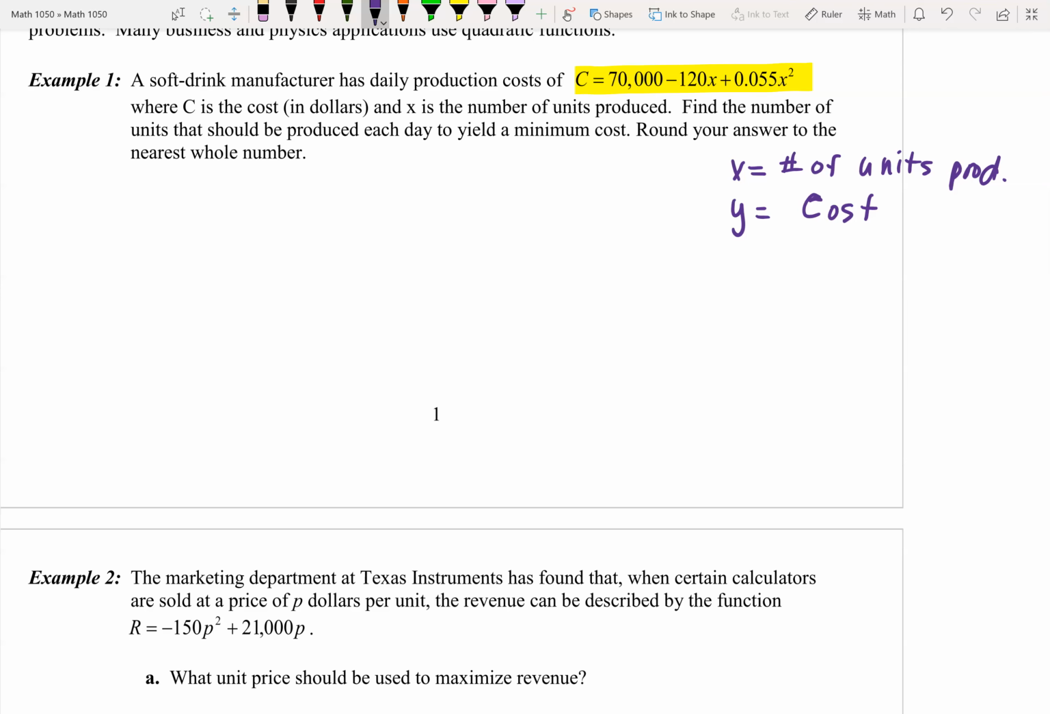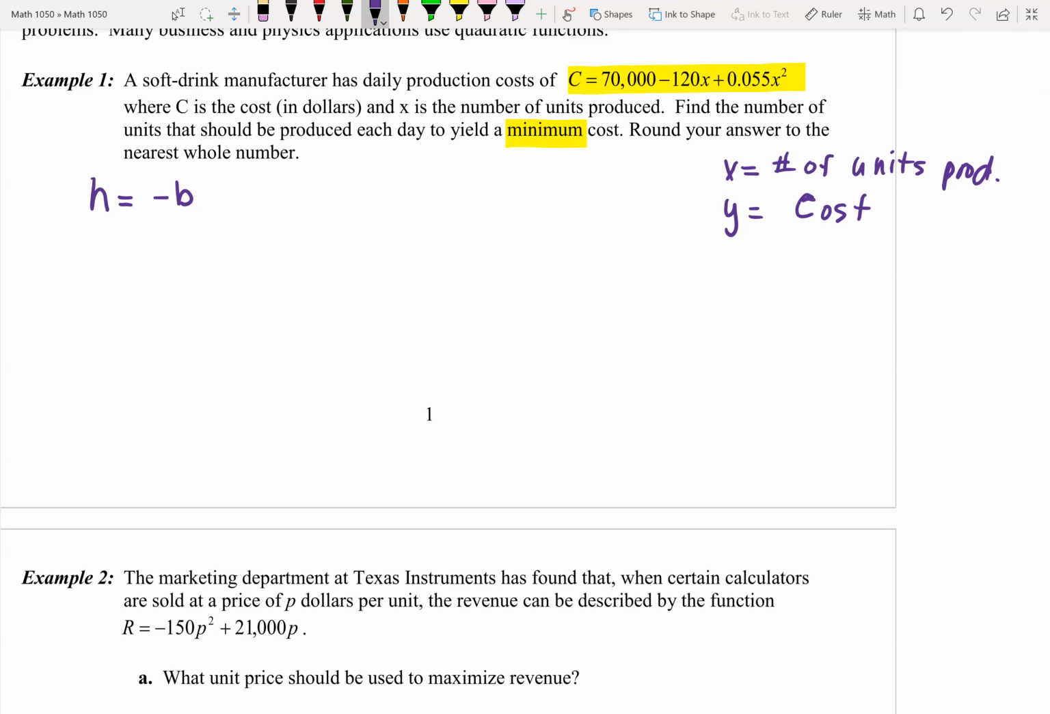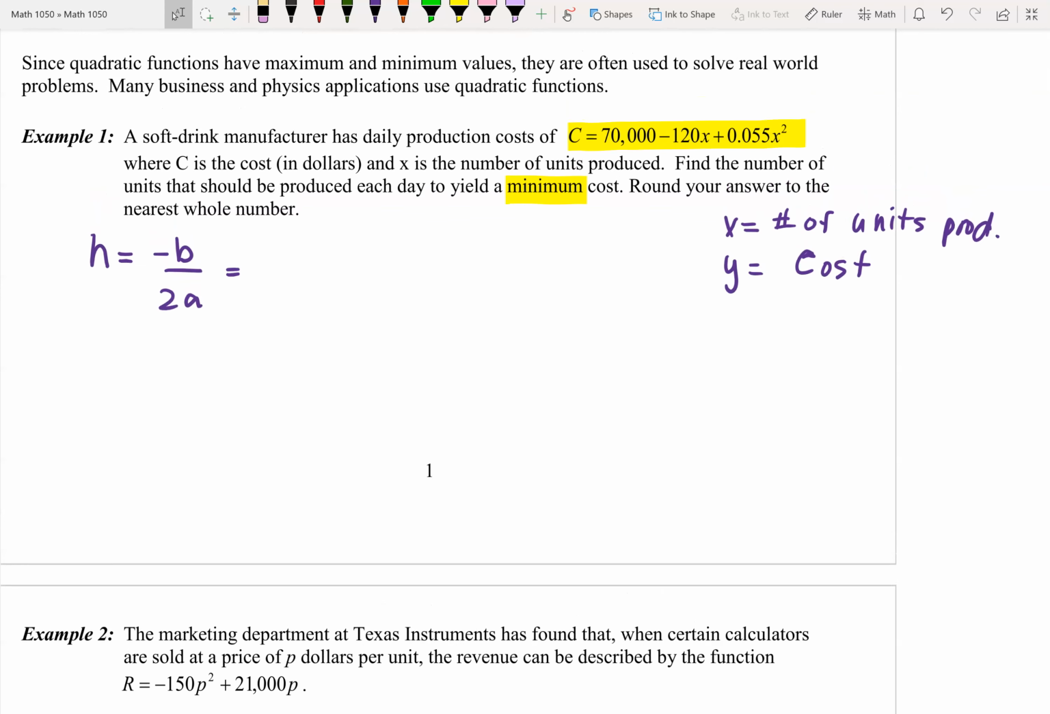Okay, so read the question. Find the number of units that should be produced each day to yield a minimum cost. There's a word in that sentence that's really standing out to you. What is the word? Minimum. Okay, so what you're going to do, we've already done this, you guys. It's just the negative b over 2a method of finding the vertex. So everybody go h equals negative b over 2a. Now, be careful because it's ax squared plus bx plus c. So this is just in a weird order.